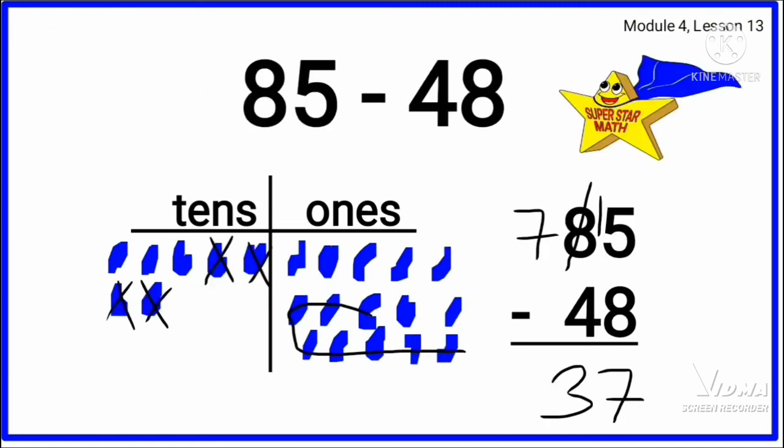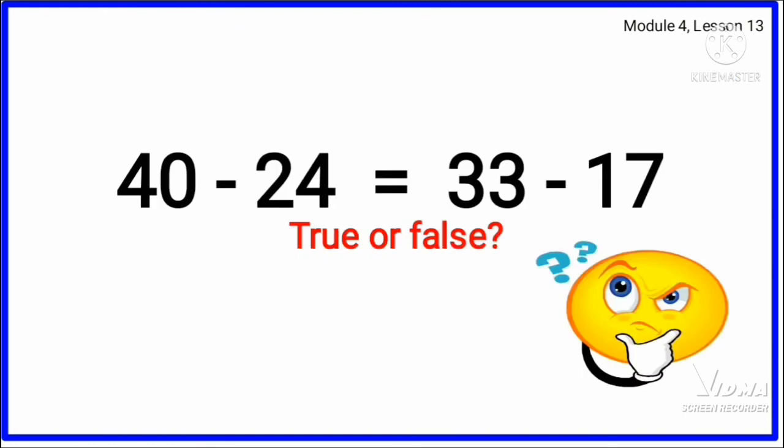Here's another example. 85 minus 48. The vertical method on the right and the chip model on the left. I have to decompose a 10 so that I will have 15 ones. It will now be easier for me to remove 8 ones. 15 ones minus 8 ones is 7 ones. And 7 tens minus 4 tens is 3 tens. So my answer is 37. When you draw the chip model, you see it clearly. Very easy for you to do.